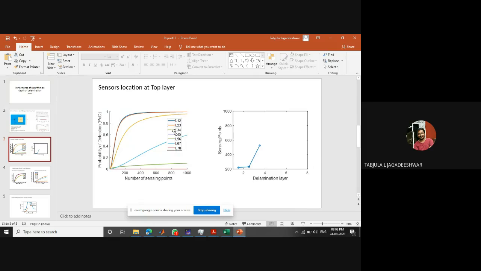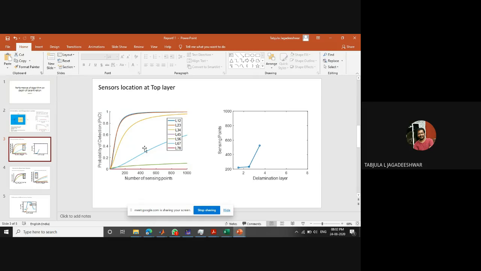Whenever the location of the delamination goes down, when you increase the depth, for L45 it is almost parallel to the x-axis. This is 0, L45, L56, and L67, all performing poorly. So except L12, L23, and L34, the performance is very bad.